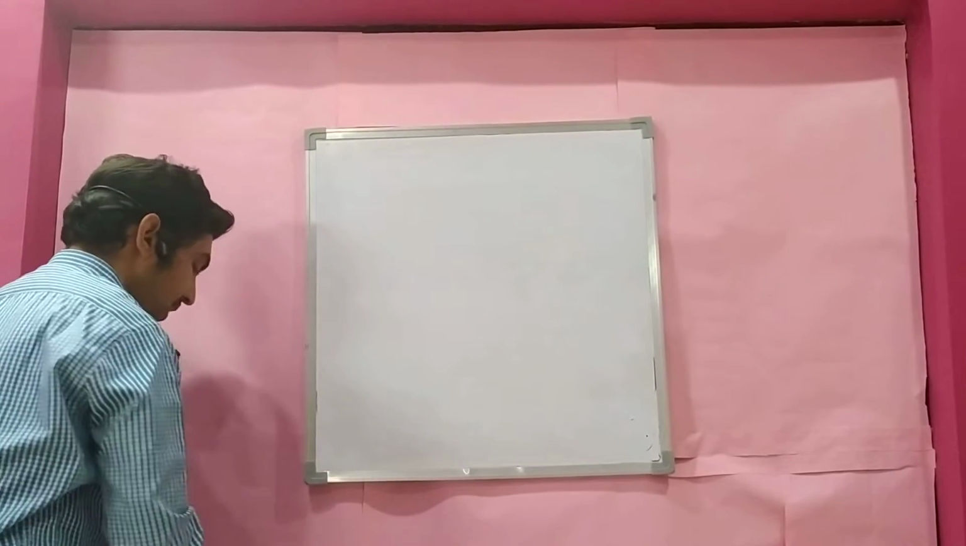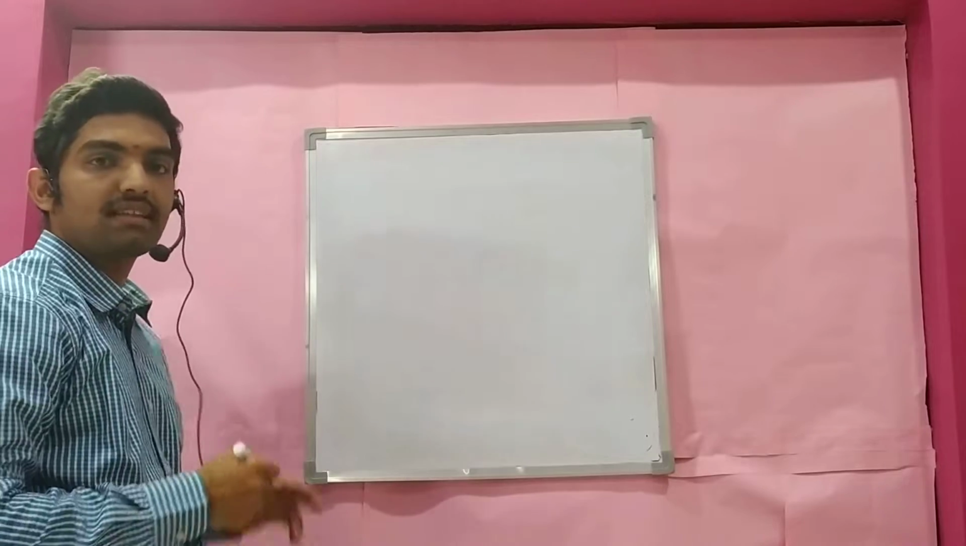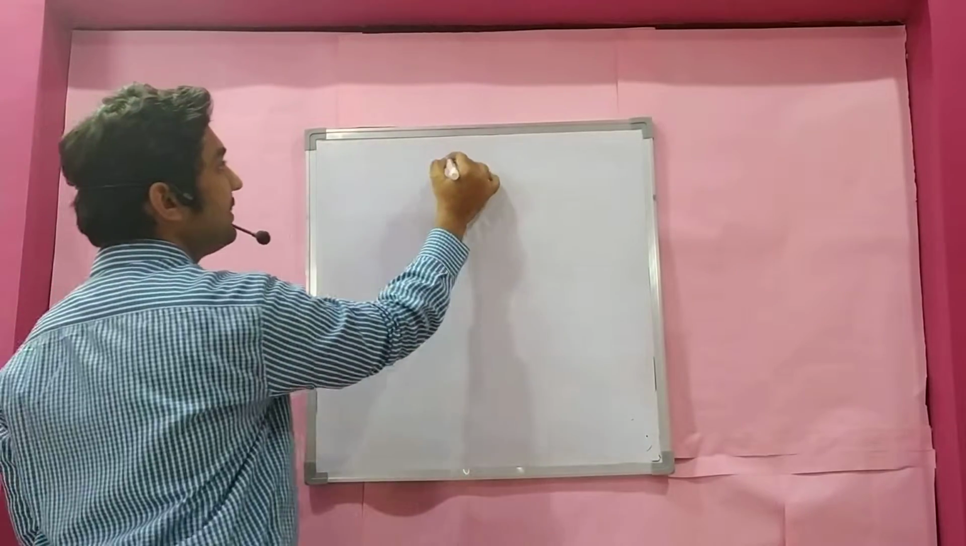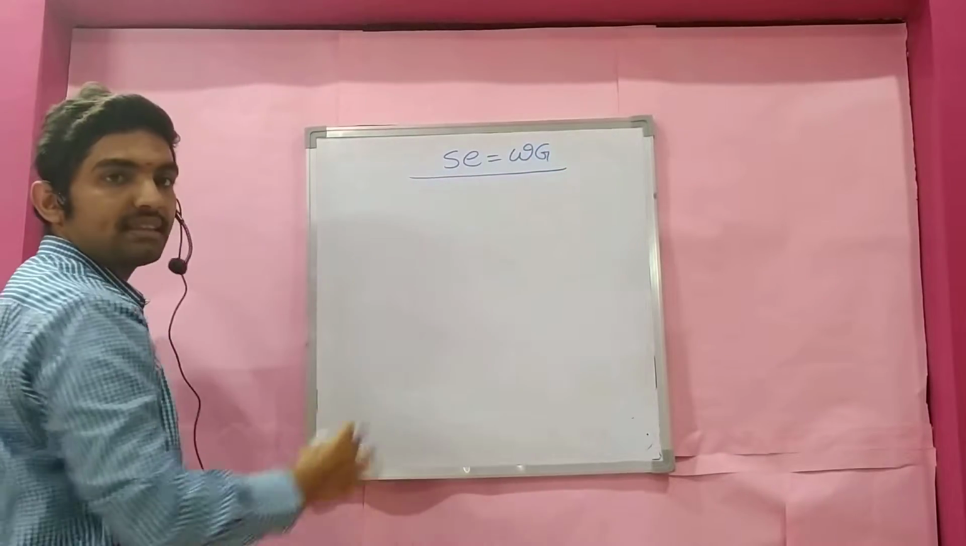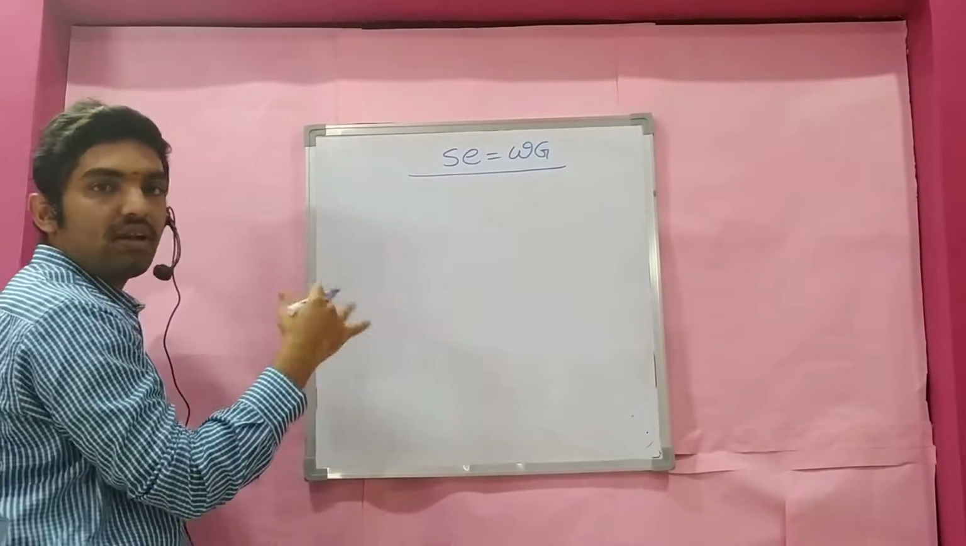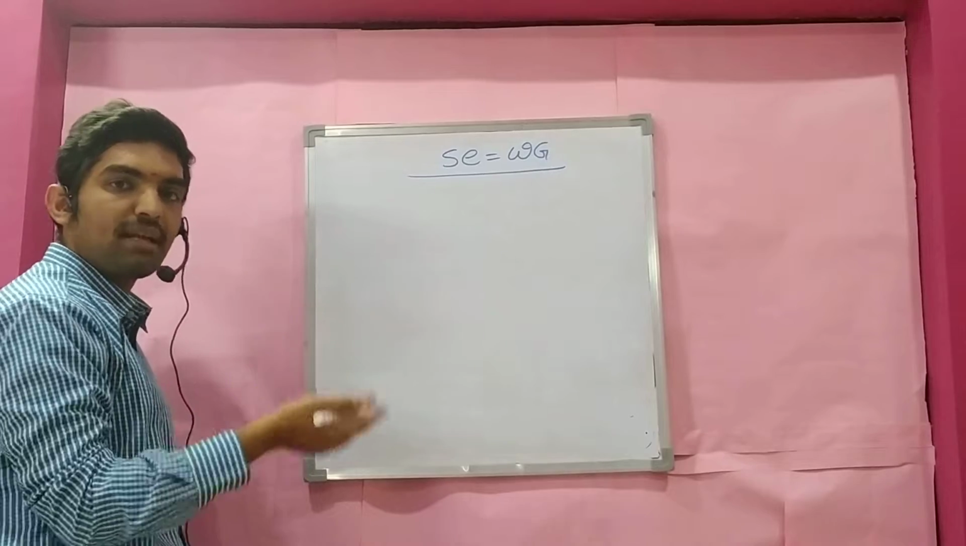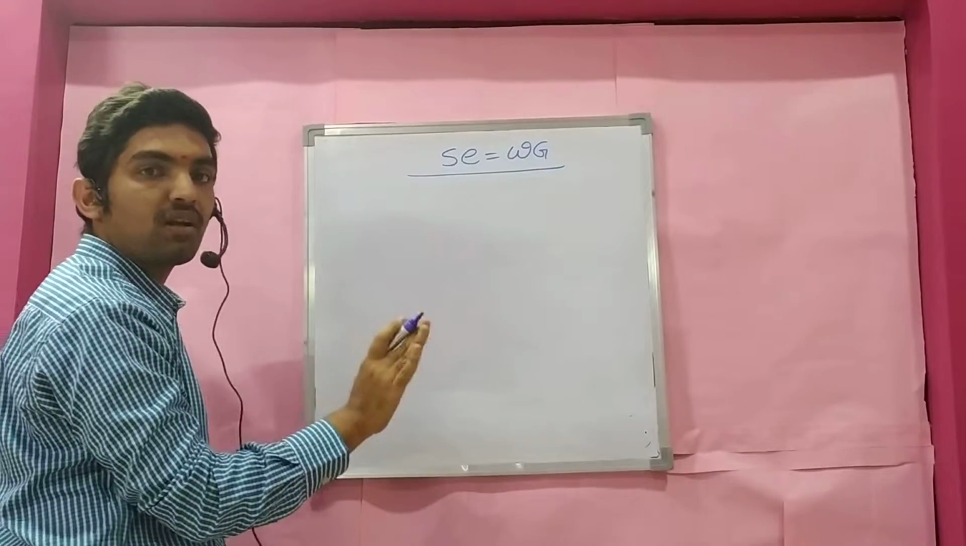Now, yesterday we saw the derivation of Se is equal to wG using different methods. I will derive all the methods, 8 methods in total. Yesterday we saw 4 methods, today we will see the remaining 4 methods, so that there will be no problem at all for anyone.